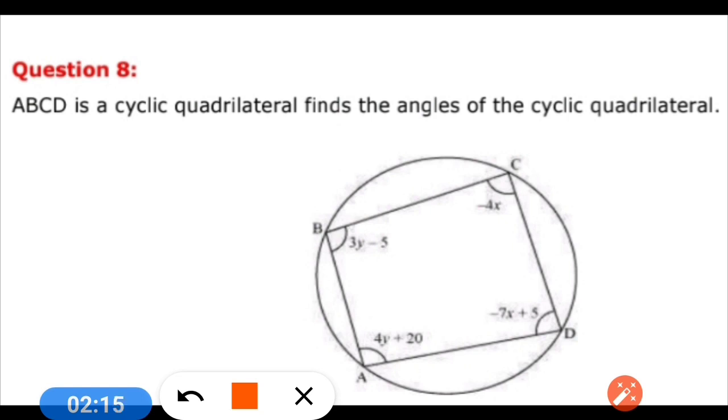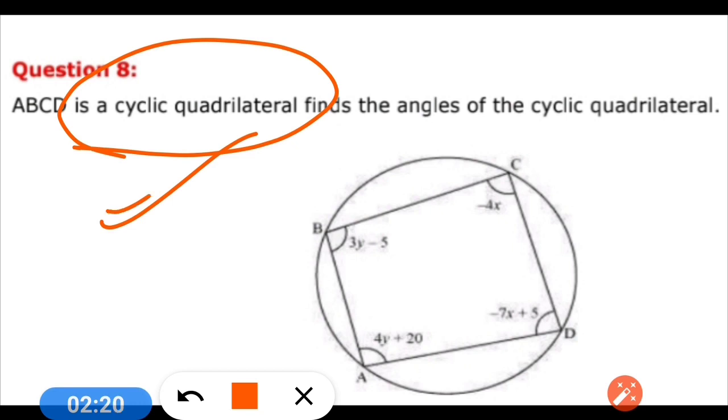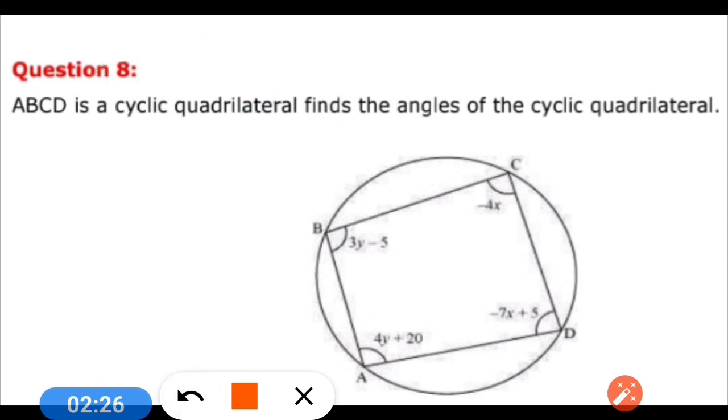What is the question? ABCD is a cyclic quadrilateral, so you have to note it down here. Find the angles of the cyclic quadrilateral. So we have to find the angles of a cyclic quadrilateral, and the angles in the form of variables are given in the question.